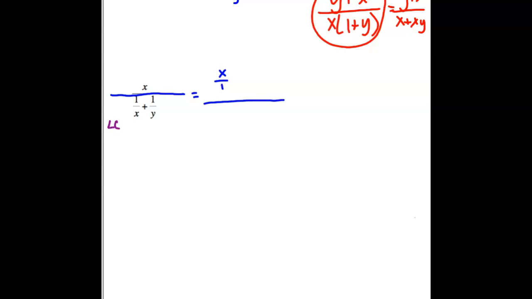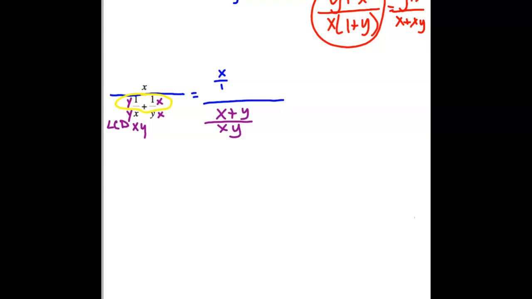Our LCD down here would need an x and a y. So the first fraction is missing the y, and the second fraction is missing the x. Okay, we now have a common denominator of x times y. That means we can go ahead and combine all of this top stuff into a single quantity here. There we go. So we have 1y plus 1x, or x plus y. You can write it as y plus x plus y, it doesn't matter.